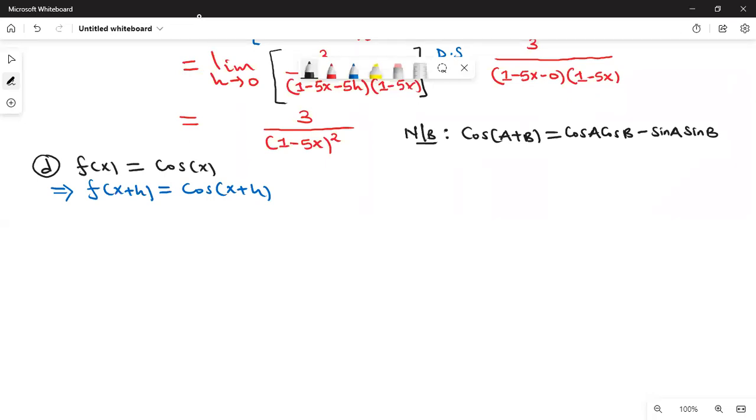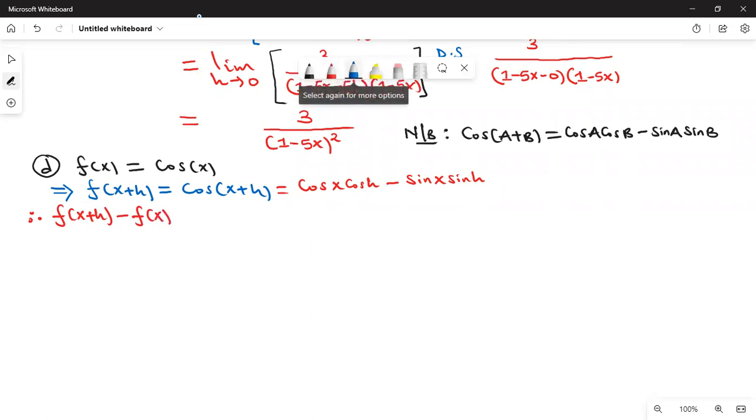So in this case, our A is X and our B is H. So let us expand this. This will now give us cosine X cosine H minus sine X sine H. So now I want to subtract. You can now say therefore f of X plus H minus f of X.